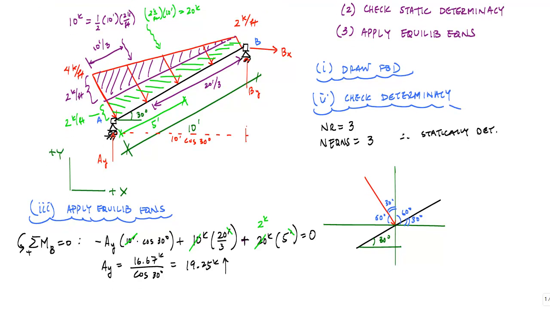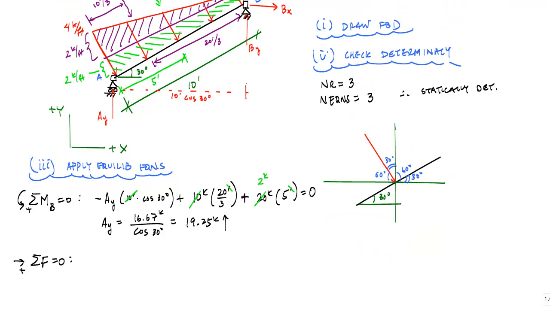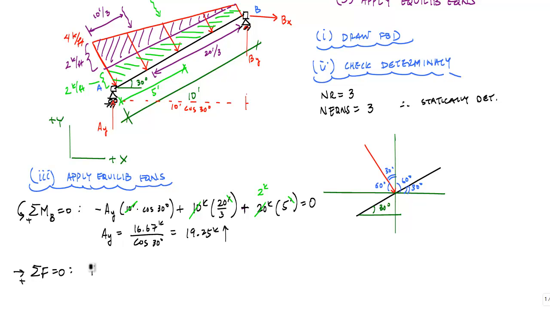Now I can apply the forces in the horizontal. I'm going to be able to solve for BX directly, and that's going to be BX plus the horizontal component of this 10 kips, so plus 10 kips times the cosine of 60 degrees, plus 20 kips times the cosine of 60 degrees, equal to 0. This will tell me that BX is equal to negative 15 kips. This negative 15 just indicates that this BX is in the opposite sense. Not necessarily incorrect, but opposite sense. So this is the same as 15 kips to the left.